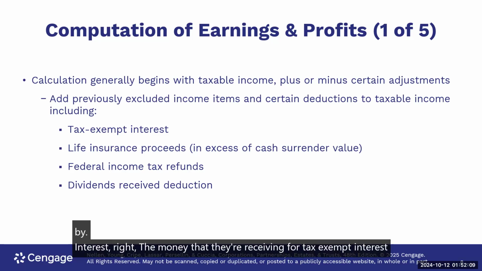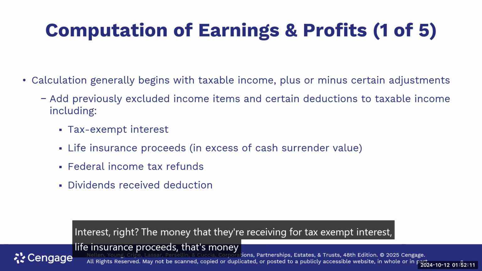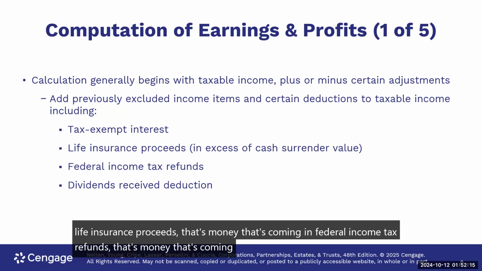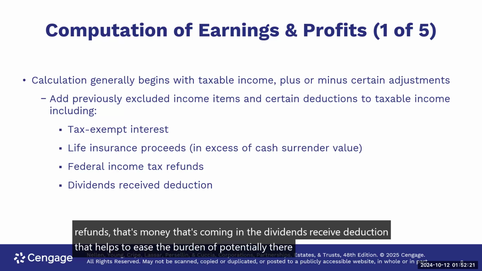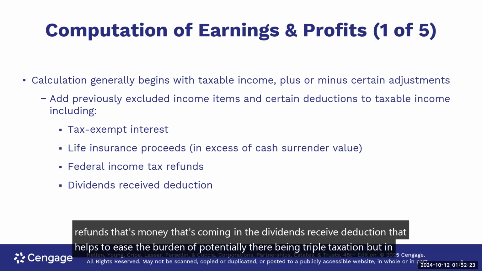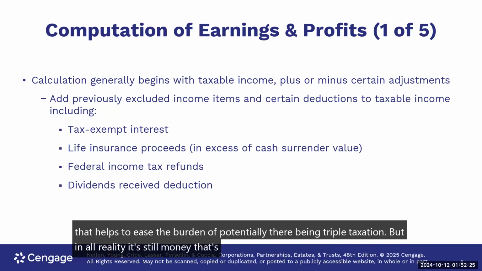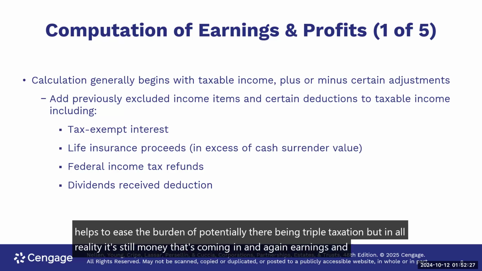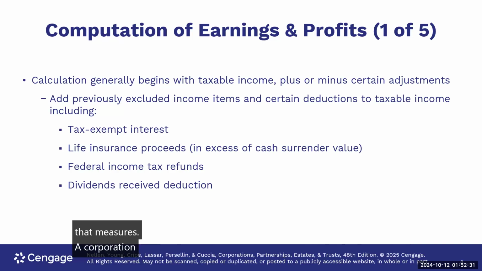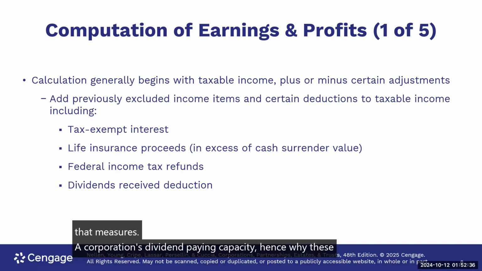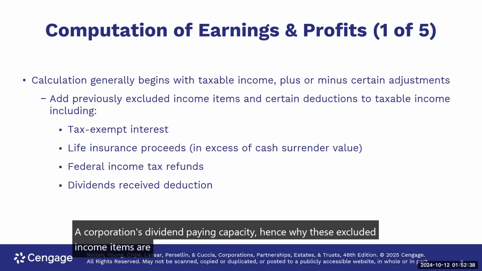Life insurance proceeds, that's money that's coming in. Federal income tax refunds, that's money that's coming in. The dividends received deduction helps to ease the burden of potentially there being triple taxation, but in all reality, it's still money that's coming in. And again, earnings and profits measures a corporation's dividend paying capacity, hence why these excluded income items are added back to taxable income.